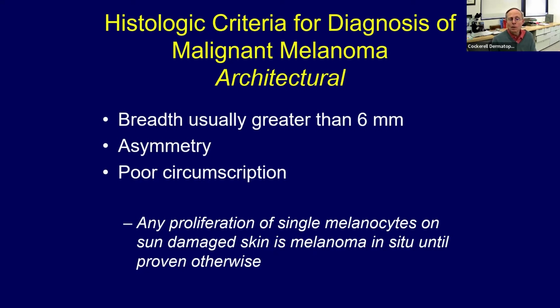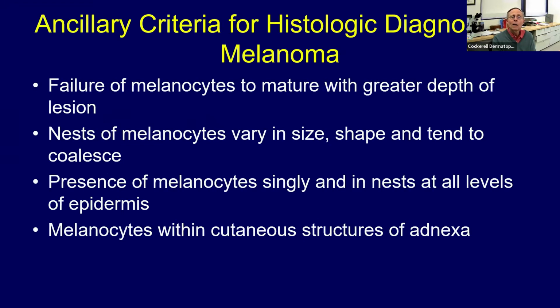We look for the low power features: breadth, usually greater than 6 millimeters, although they can be smaller than 6 millimeters; asymmetry; and poor circumscription. The old caveat: any melanocytic proliferation on sun-damaged skin is melanoma in situ, especially in an older person, until proven otherwise.